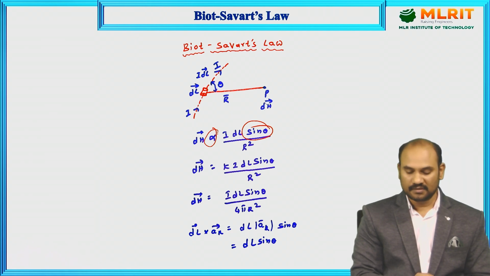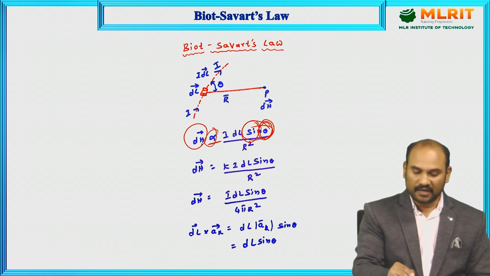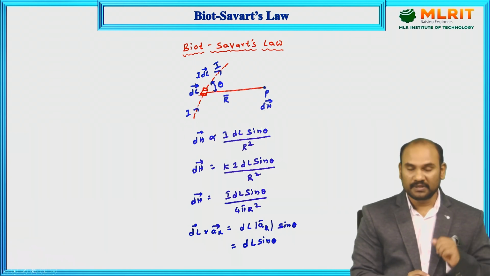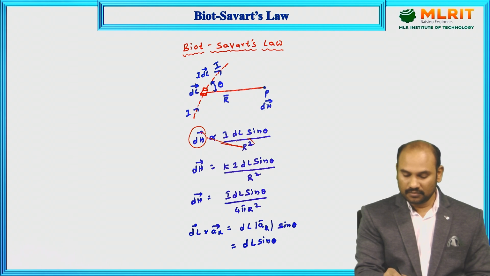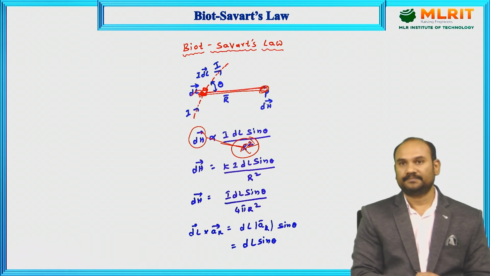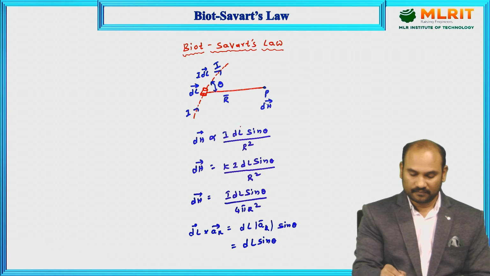So how do you say this? The differential magnetic field is proportional to the sine of the angle between the differential length and the line joining point P and this differential length. Next, number 3. The differential magnetic field is inversely proportional to the square of the distance. What is R? The distance between point P and the differential length. So there are 3 parts included: directly proportional, inversely proportional.